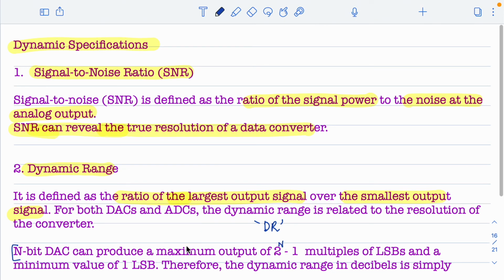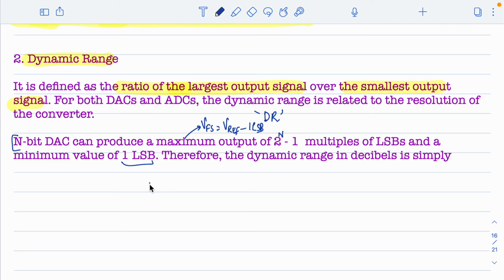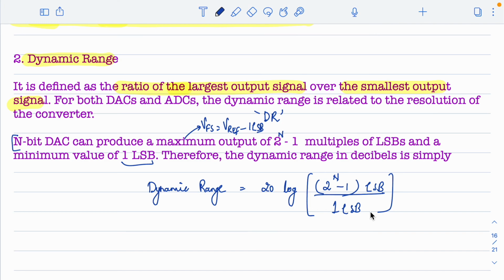The maximum output for a DAC is the full scale voltage. Full scale voltage is the reference voltage minus 1 LSB. That is the maximum. The minimum value is 1 LSB. This ratio will give you the dynamic range. In decibels, dynamic range is expressed as 20 log of the maximum output, 2 to the power of n minus 1 times LSB, divided by the minimum, 1 LSB, which is the full scale voltage divided by 1 LSB. This is 20 log of 2 to the power of n minus 1, which is further written as 6.02 n decibels.